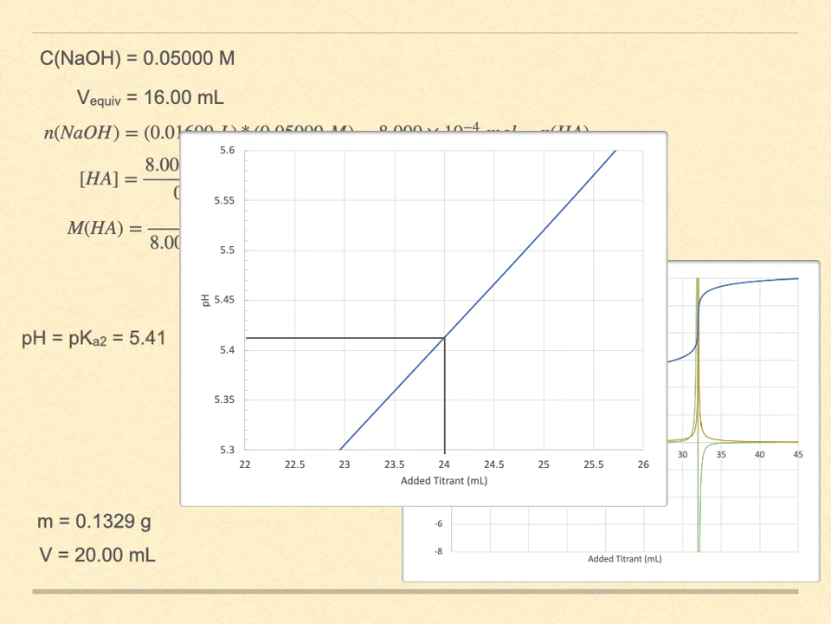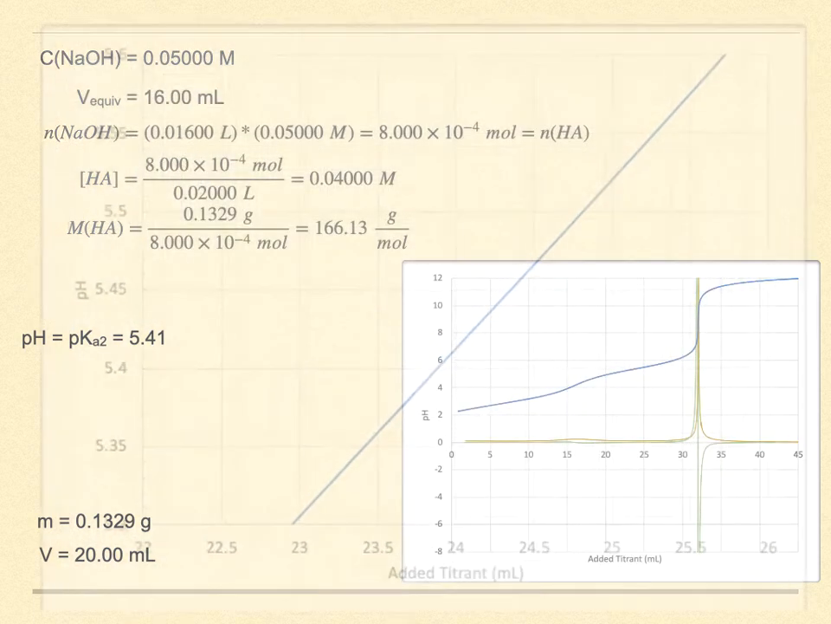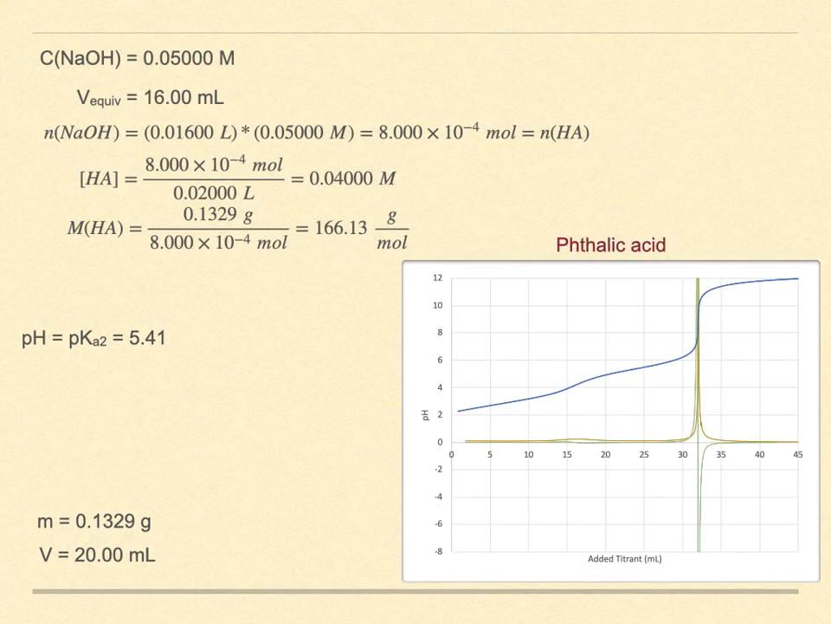We found earlier that at the midpoint of the buffer region, the pH is equal to the pKa. So for this sample, the second pKa is around 5.41. We can look through tables for a diprotic acid with a second pKa around 5.41 and then check to see what its molar mass is. We are led to conclude that the unknown sample must be benzene 1,2-dicarboxylic acid, whose common name is phthalic acid.